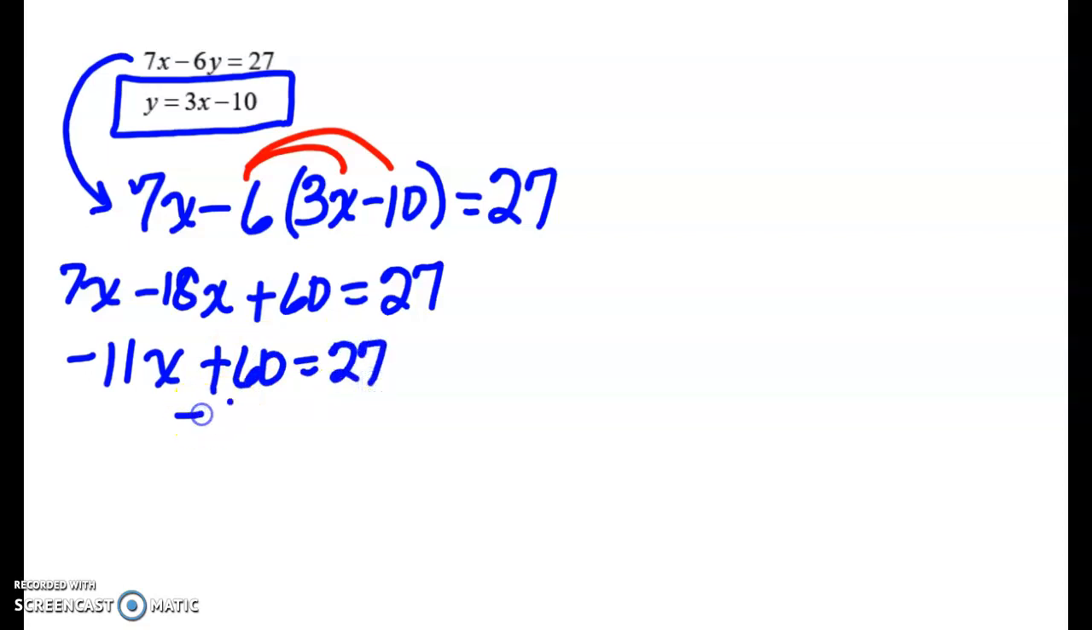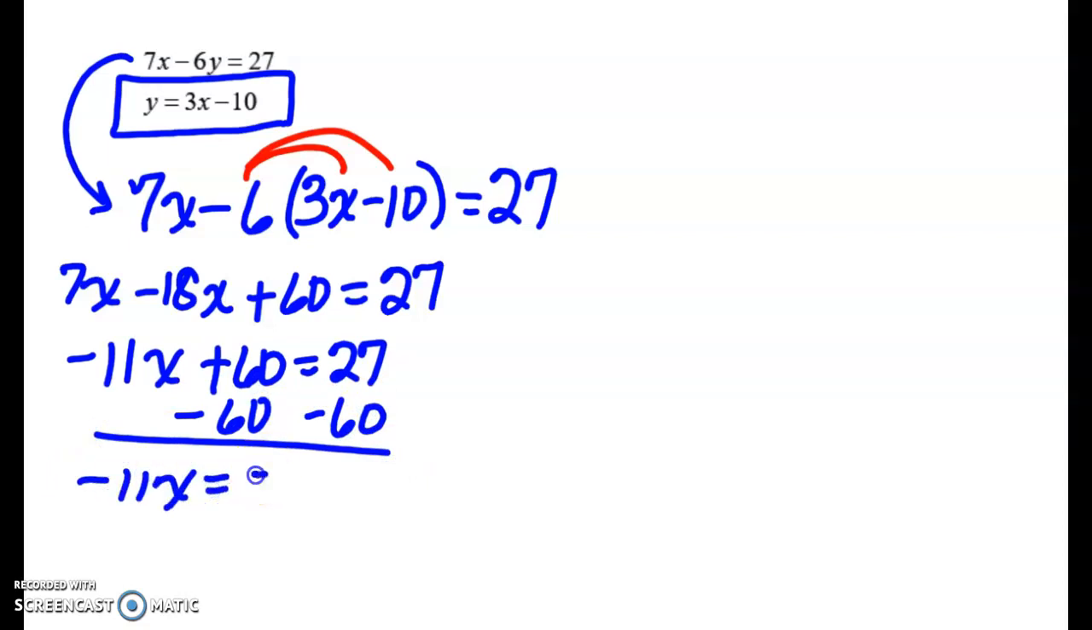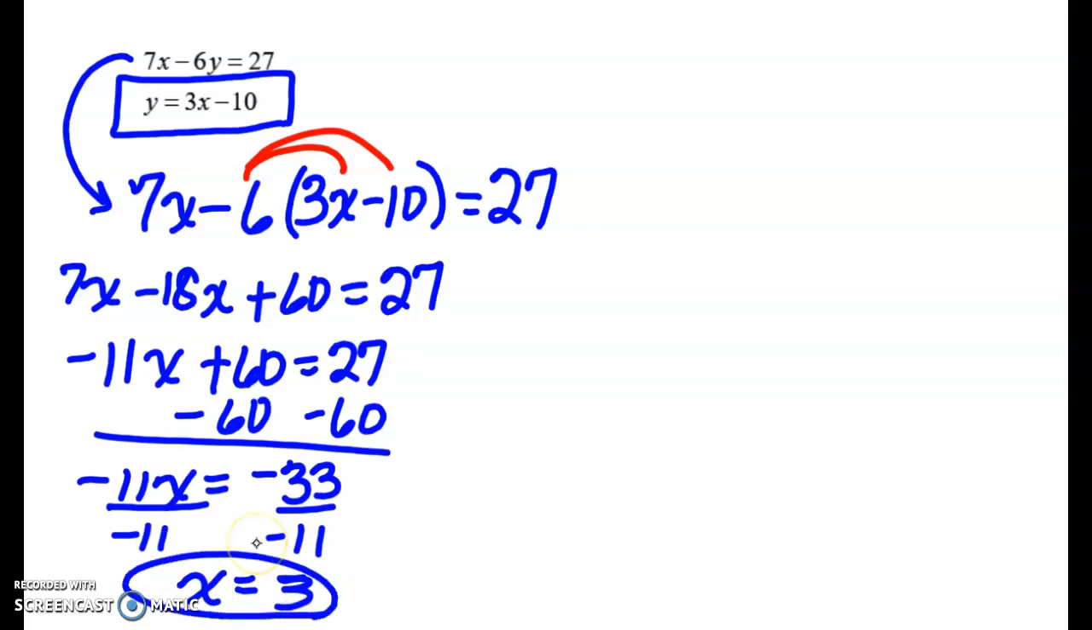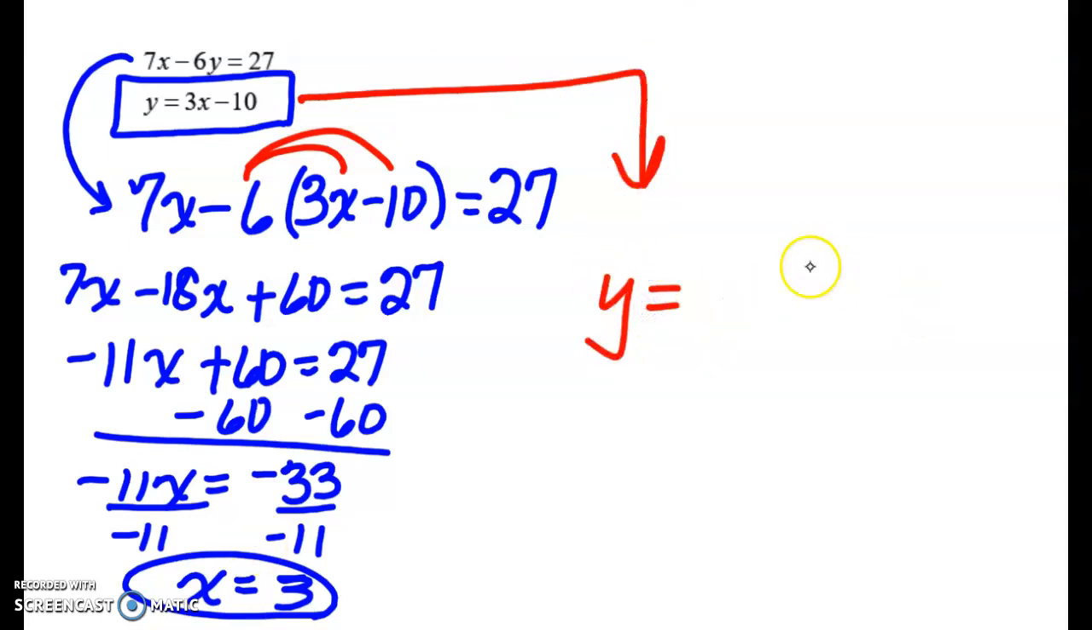I'm going to subtract 60. I get negative 11x equals negative 33. And I get a positive 3 for x. To find y, I'm going to go in the box as the easiest place. You could use any equation that had both variables.